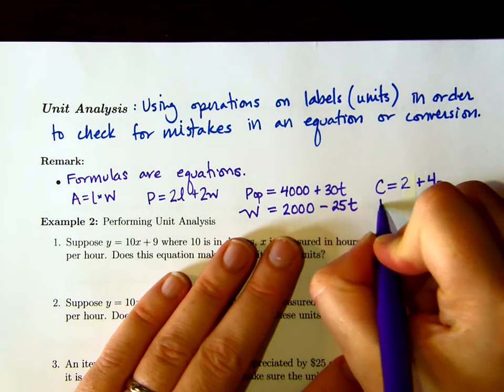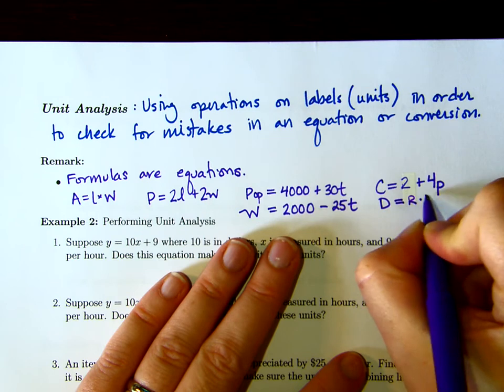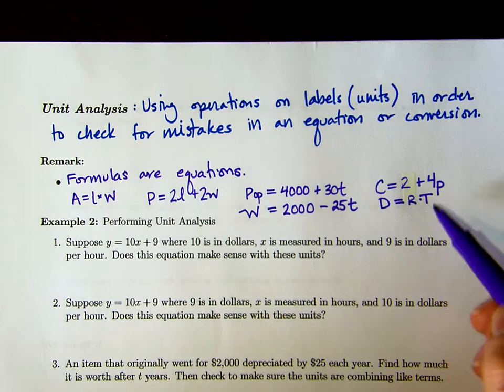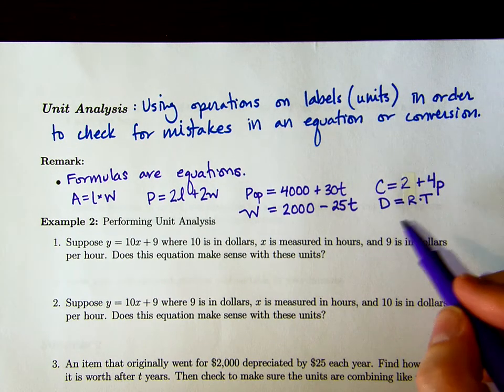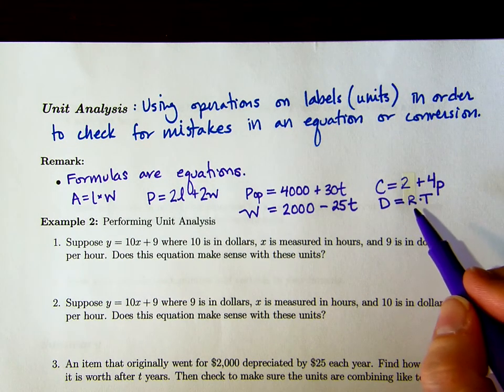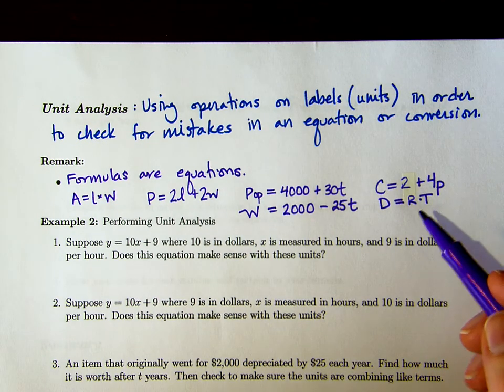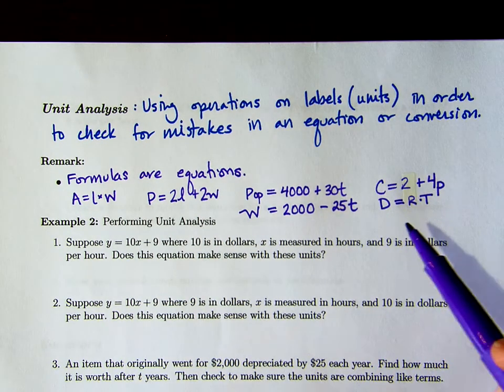Oh, here's another one. Distance is our rate or speed times our time. So we're going 30 miles an hour for 2 hours, then we've gone a total distance of 70 miles. But notice that in order to think about this formula, I really was thinking about the units. I thought about our rate as a speed, and speed is miles per hour, and our time is in hours. So I was really thinking about the units in order to check for the mistakes in this particular formula.